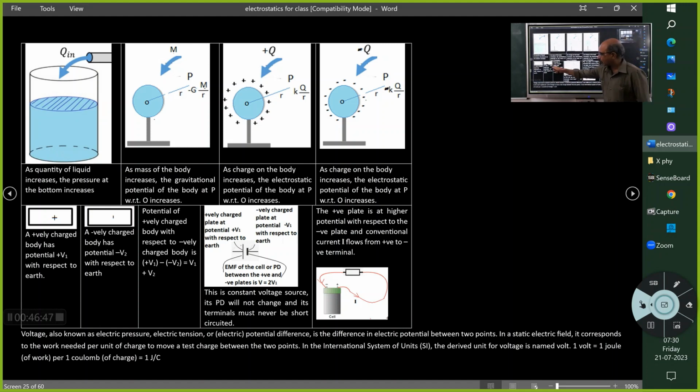Now, potential of positively charged body with respect to negatively charged body. See here. Potential of the positively charged body with respect to negatively charged body is plus V1. Now listen here. Minus of minus V2 gives you V1 plus V2. Correct? And supposing V1 and V2 magnitudes are same, then I would have written here, this is plus V1, this is minus V1. Then I would have got here V1 plus V1, that is 2V1. Now this is what happens in a battery. In a battery there are two plates.